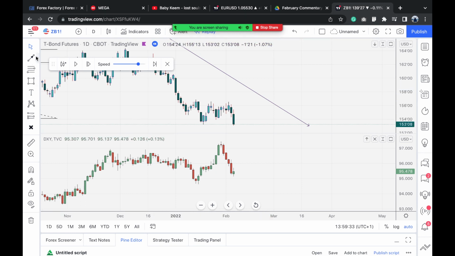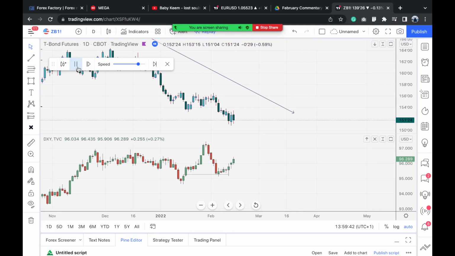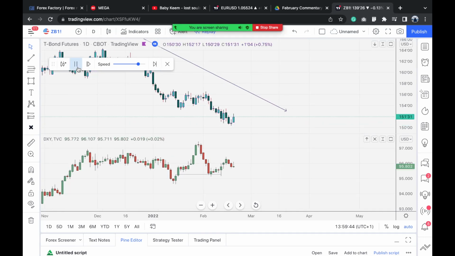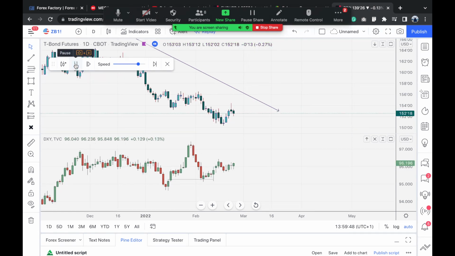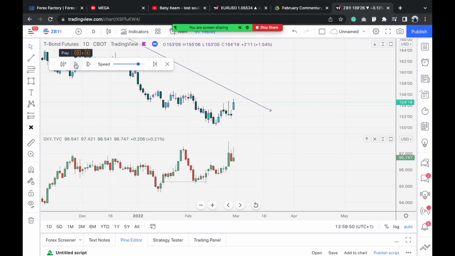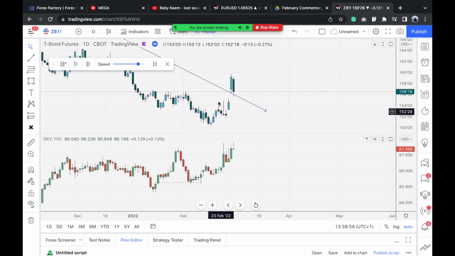And then look at what the market does, all right? Trades back down into this small inefficiency there. And if I use the replay tool, just watch what it starts to do. It starts to trade back up to the upside. As the bond market trades lower, dollar's trading bullish. Dollar's trading bullish. Now we have a point where they're both trading the same direction.